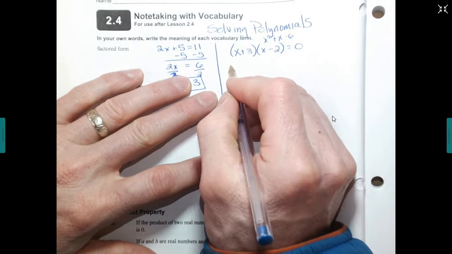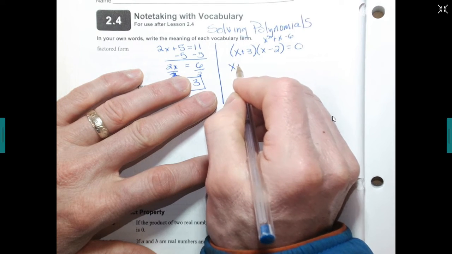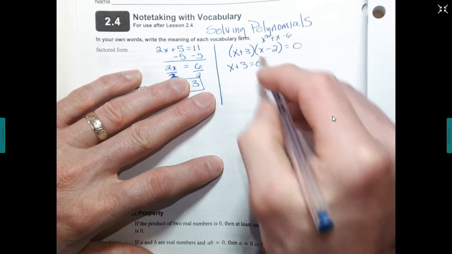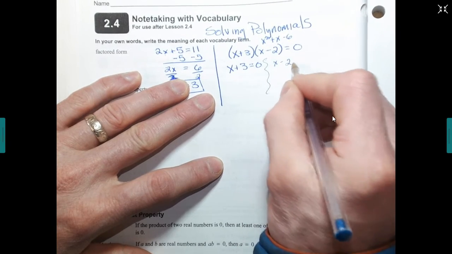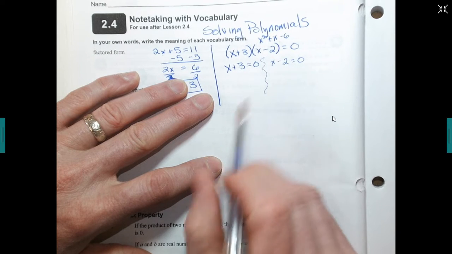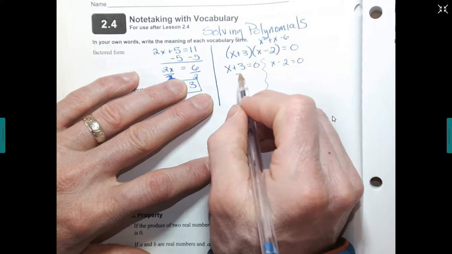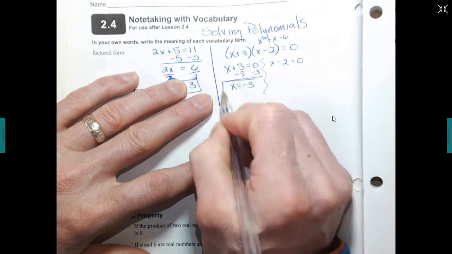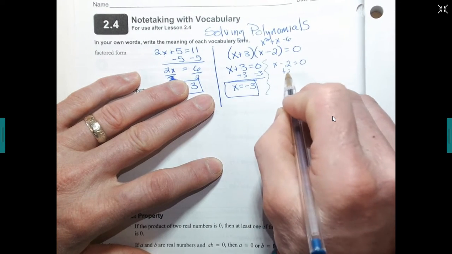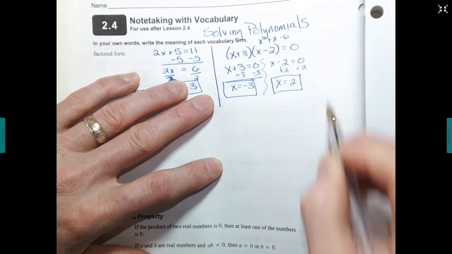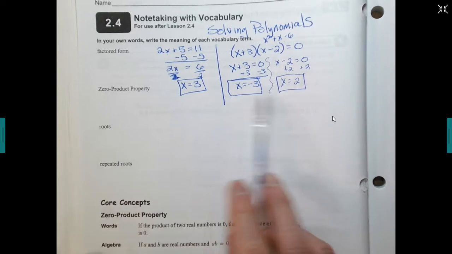And what I'm going to do is turn it into two separate equations. x plus 3 equals 0, and x minus 2 equals 0. So I've got the two different equations. Subtract 3, x equals negative 3. Add 2, x equals 2. So there's my two answers.